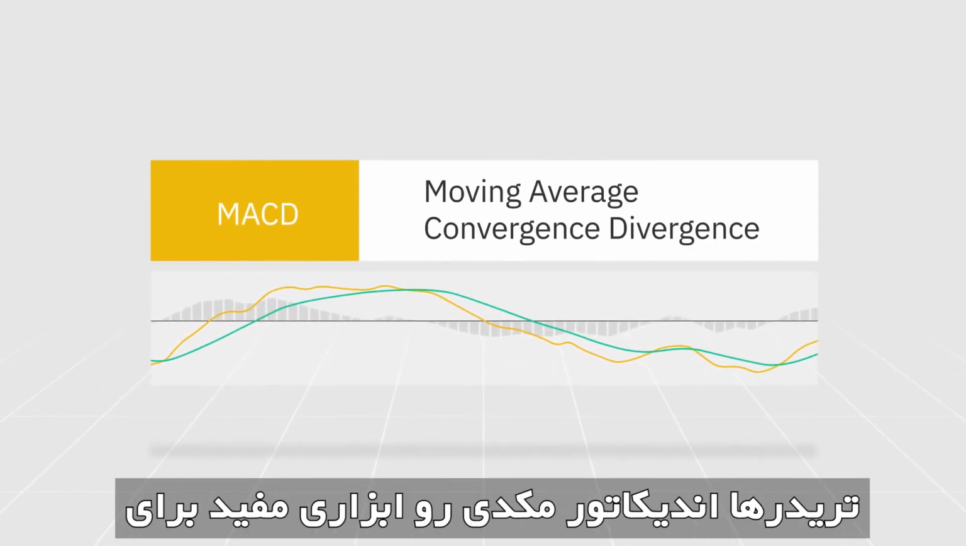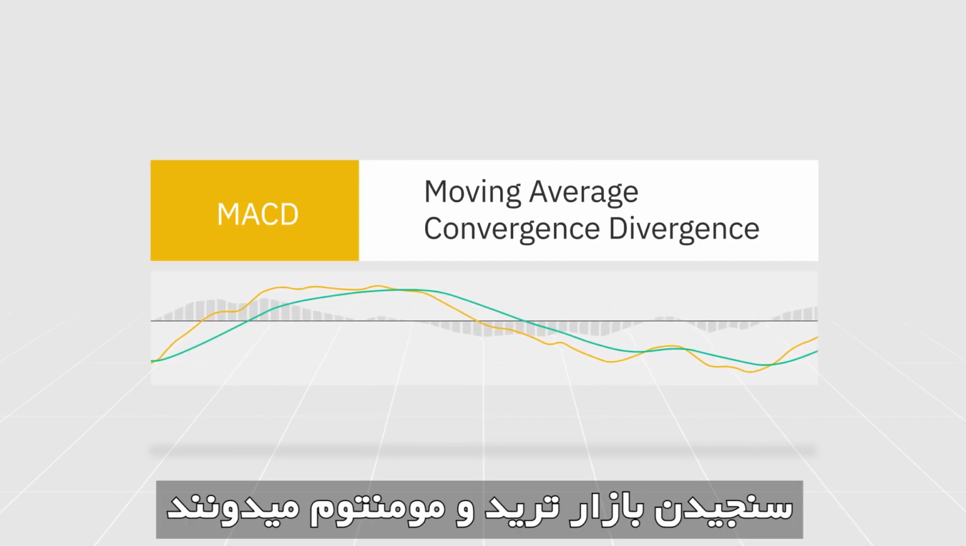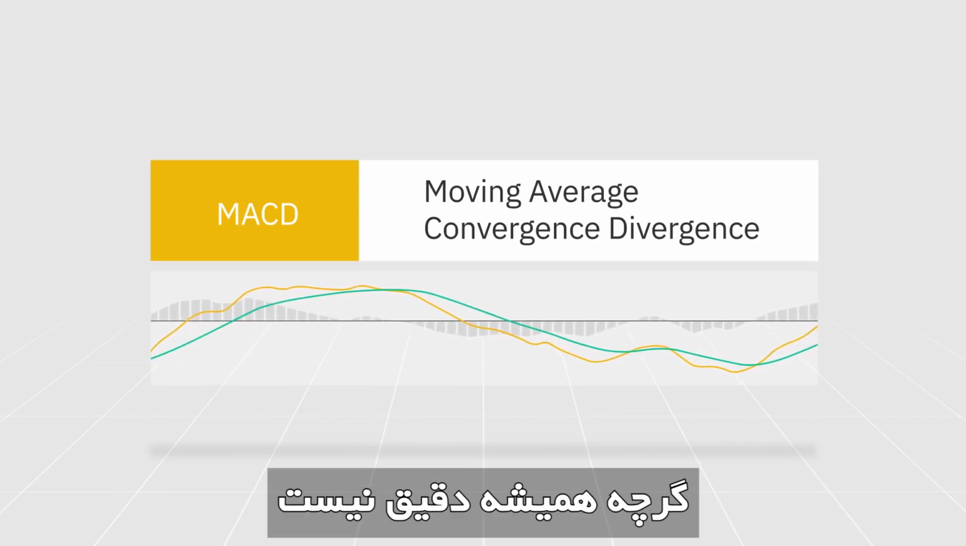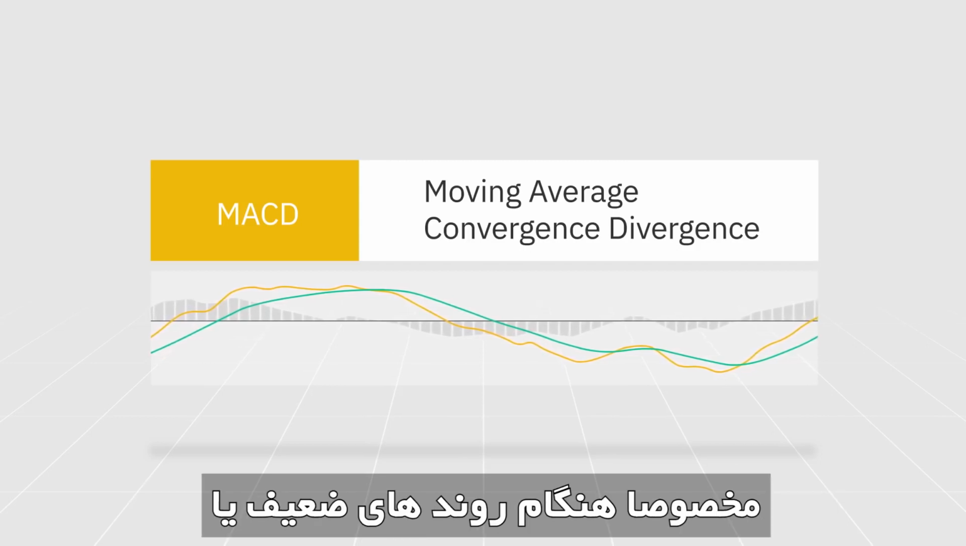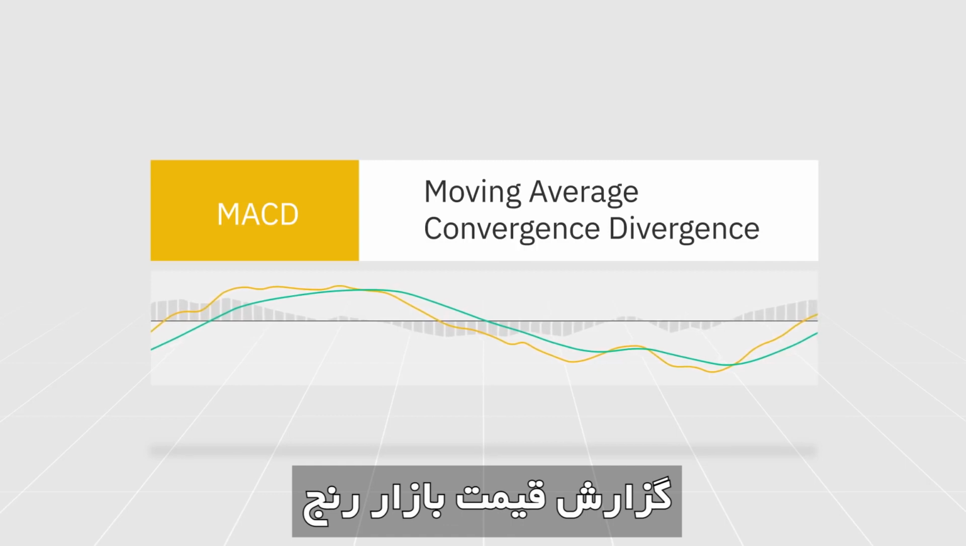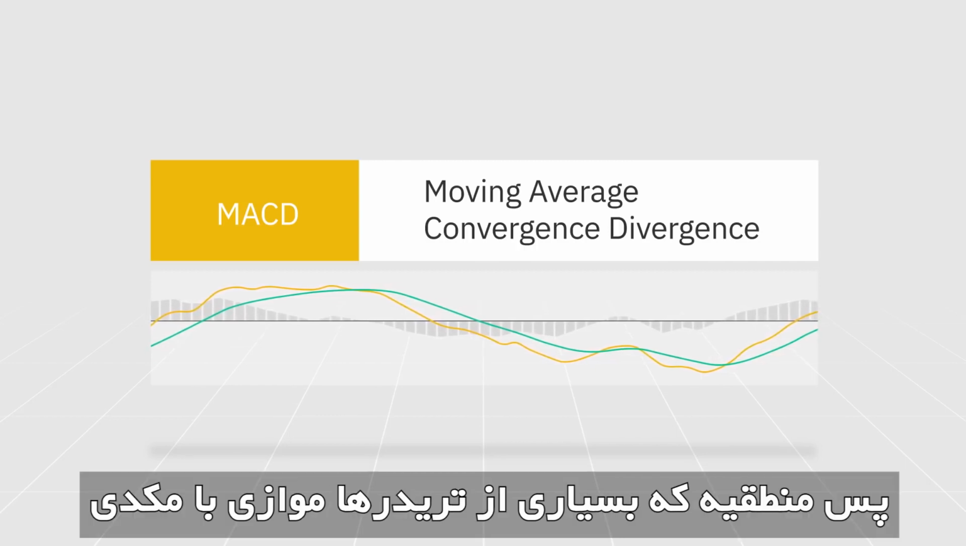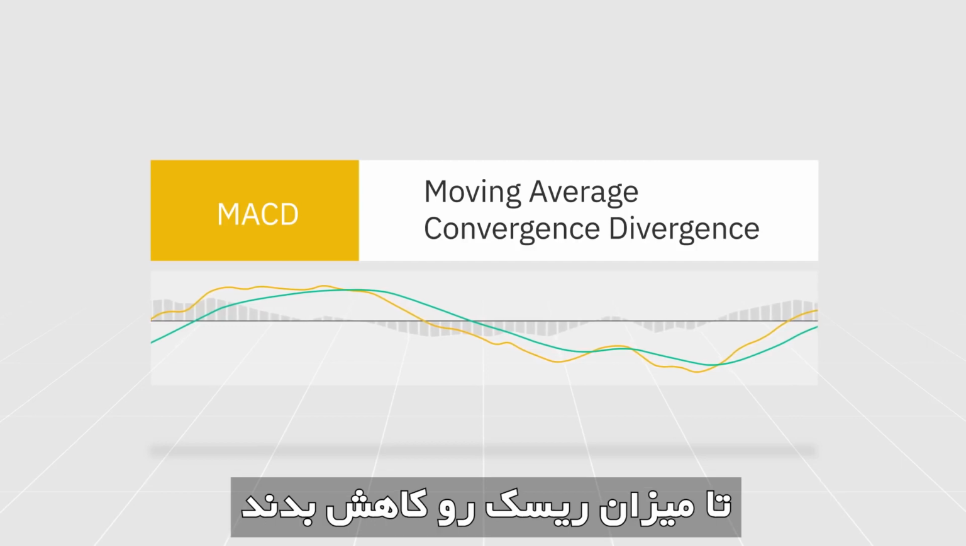Traders consider the MACD indicator a useful tool for identifying market trades and momentum. However, it is not always accurate and may provide false and misleading signals, especially during weak trending or sideways price action. As a consequence, many traders use MACD along with other indicators to reduce risks.